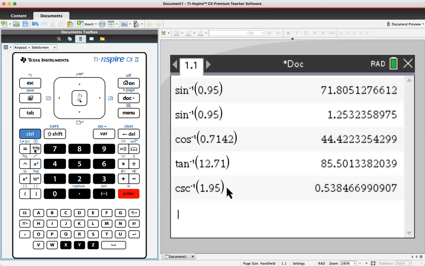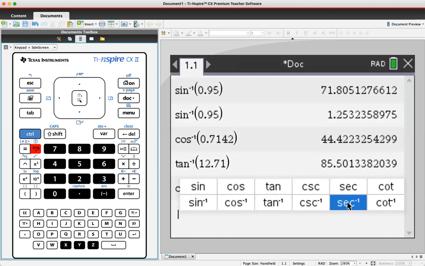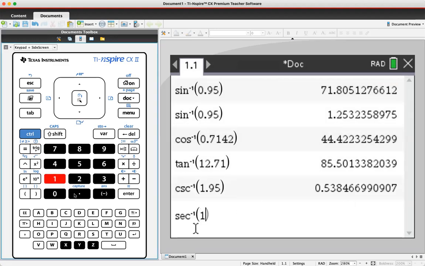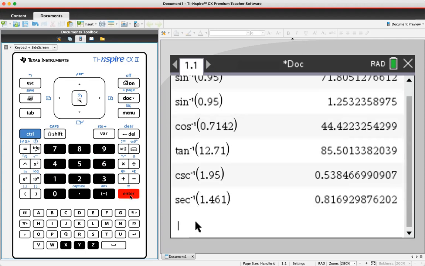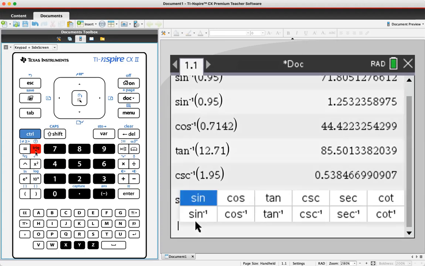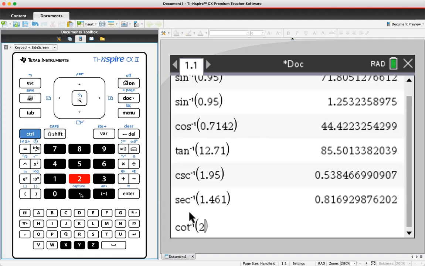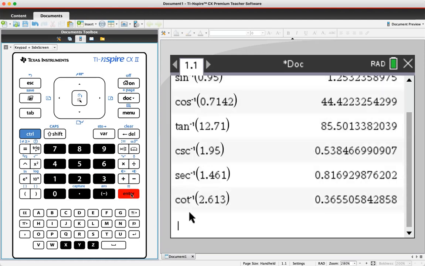We'll do the next one. So trig, hit secant inverse. So secant inverse of 1.461. Our calculator is still in radian mode, so I'll just hit enter. So that gives us 0.817. And the last trig function that we want is cotangent inverse of 2.613 and hit enter. And that angle is 0.366, rounding to the nearest thousandth of a radian. And I'm just going to switch back to the notes and we'll go ahead and enter those angles.